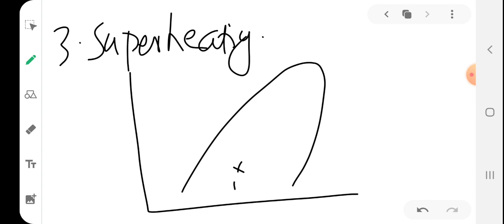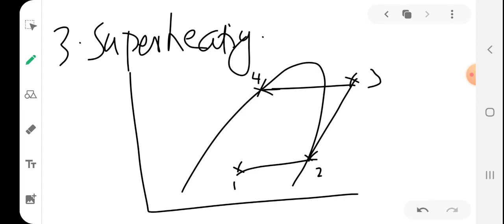So this is 1, this is 2, this is 3, 4. This is a cycle. Now, if I am superheating the vapor, I'm superheating the vapor to increase the refrigeration effect. I am superheating from 2 to 2 dash at constant pressure.